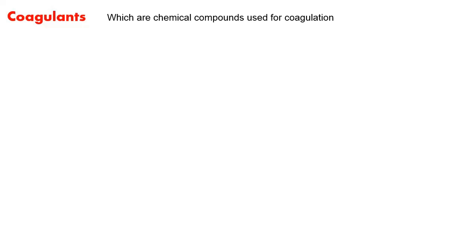Technically, here we have a few terms. The first one is coagulants. Coagulants are chemical compounds which are used for the coagulation purpose. Next technical term is floc.